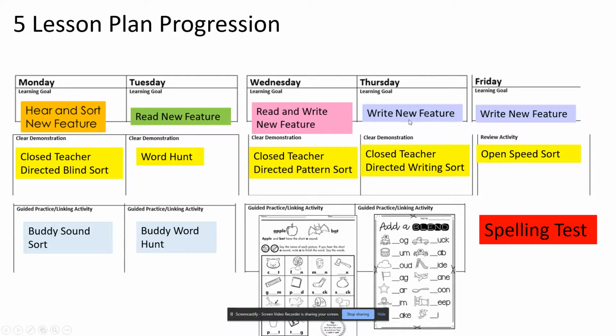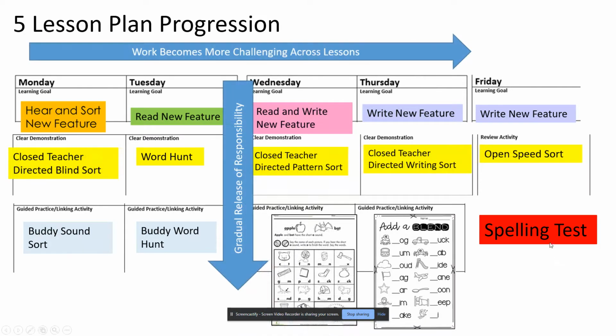On Thursday then, my purpose is to get kids to write the new feature. So I'm doing a closed teacher-directed writing sort. And at the end of this work, I want to have some kind of activity where the kids are writing it now on their own. So again, I'm going to give them a little worksheet here where they're writing in the phonics feature. Now, I know this isn't a good example of a short vowel worksheet, but I just wanted to give you the idea of a worksheet that required kids to write the feature.